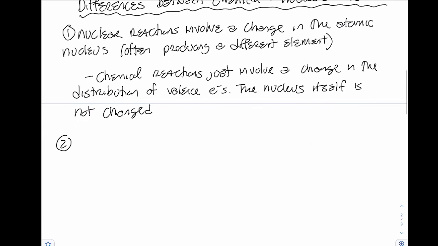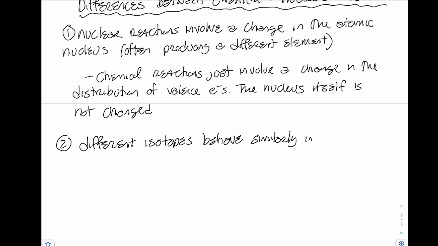So number 2: different isotopes behave similarly in chemical reactions, but differently in nuclear reactions.